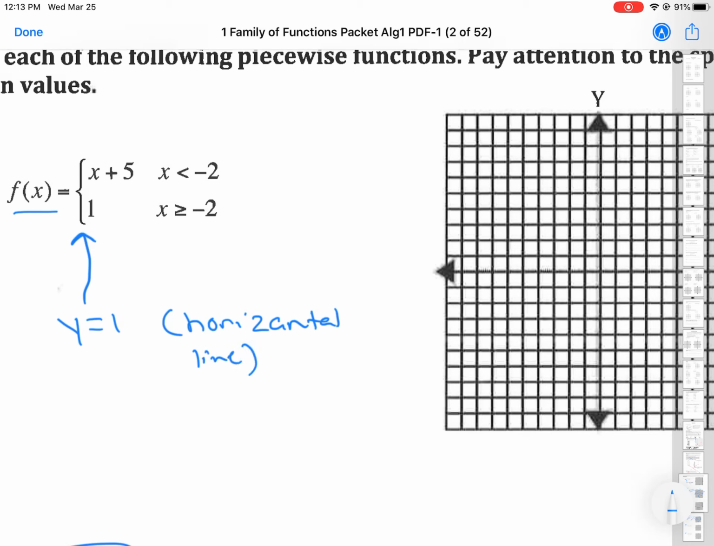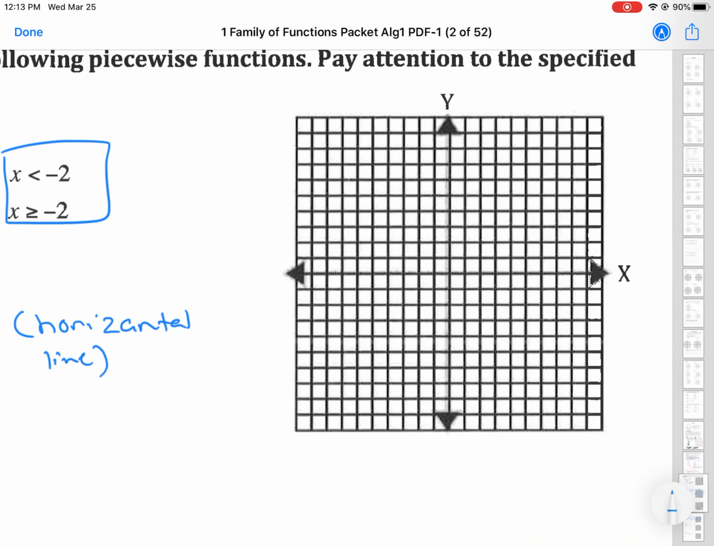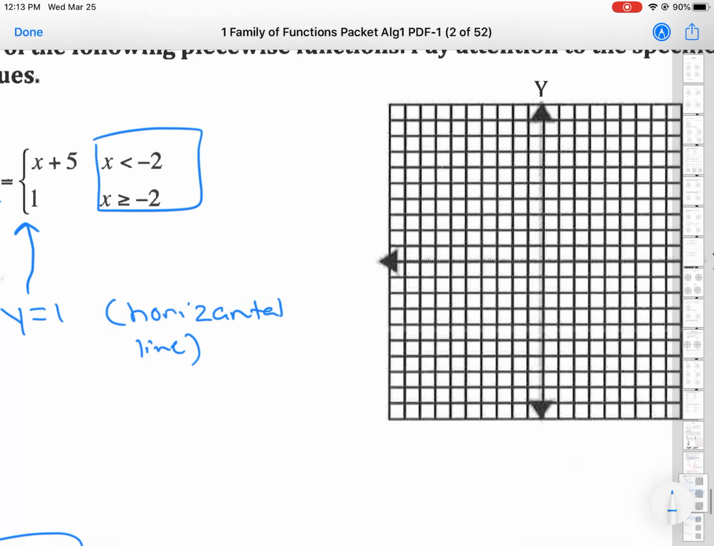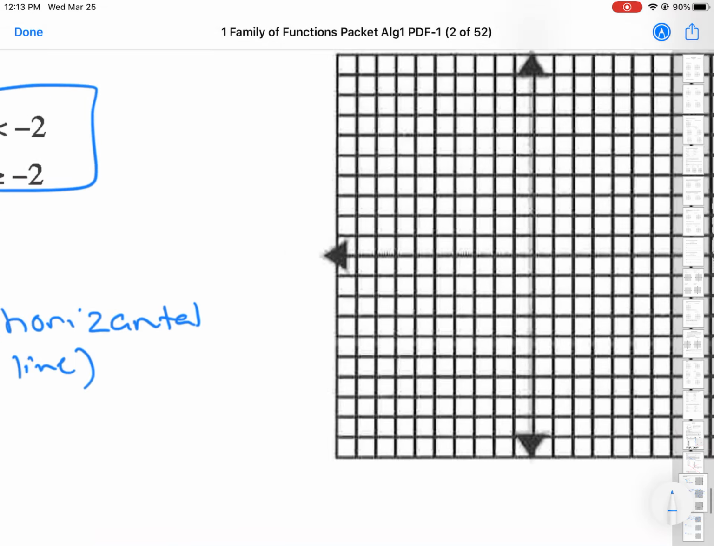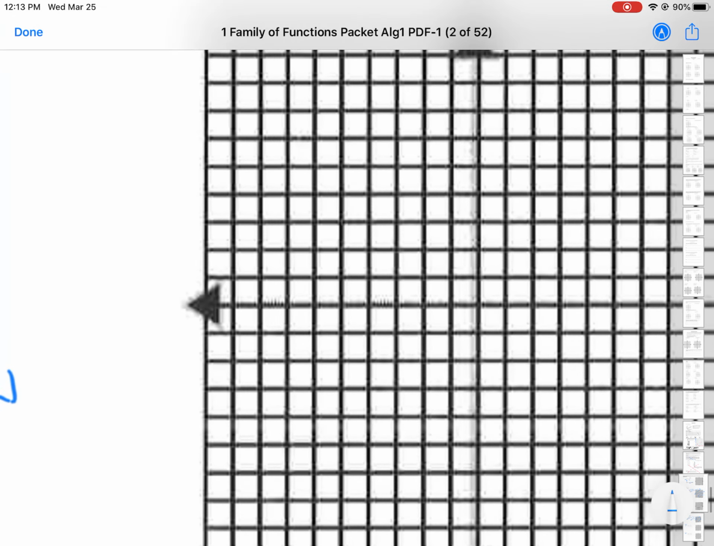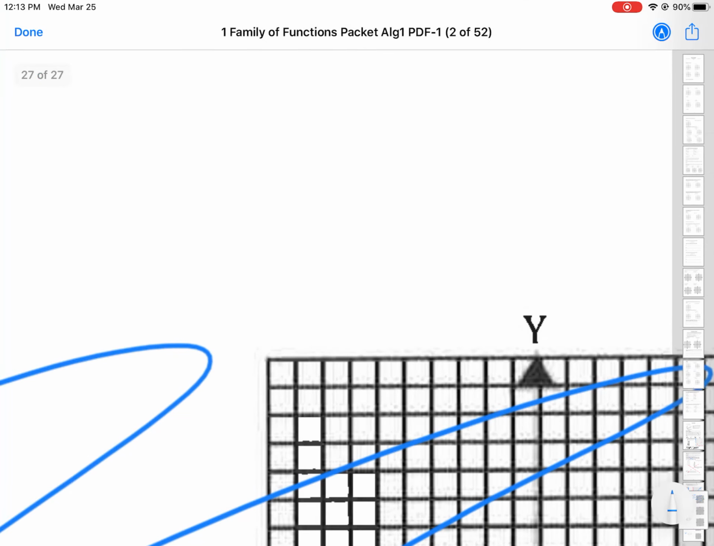All right, so we're going to graph these two functions. Then I'm going to show you what x is less than negative 2 and x is greater than or equal to negative 2 mean. So first, let's start with x plus 5. The line x plus 5 is a linear graph. It's a straight line. On my graph here, this is my origin, so I'm going to go up 5 because it's x plus 5. My y-intercept is 5. So 1, 2, 3.